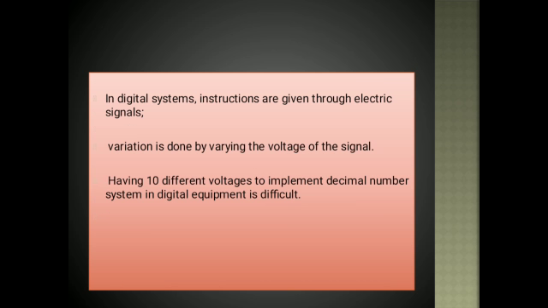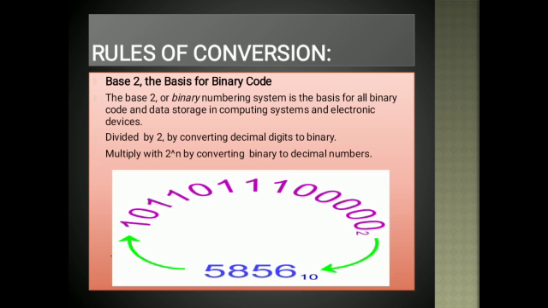In digital systems, instructions are given through electrical signals, and so various variations can take place by varying the voltage of the signal. Having 10 different voltages to implement the decimal number system in digital equipment is difficult, so we mostly use the binary number system because it is simple and uses only two digits, 1 and 0.